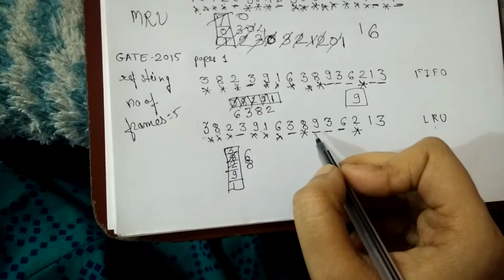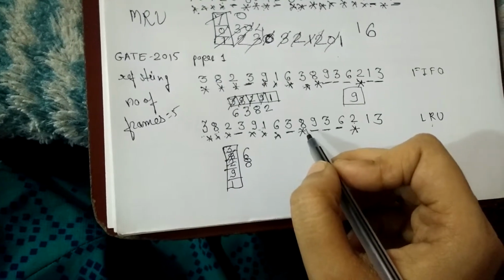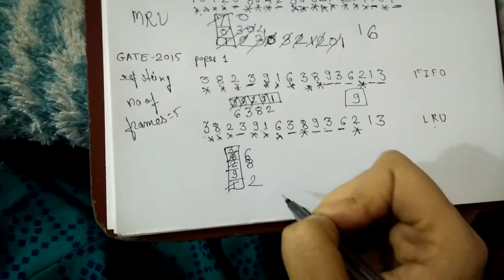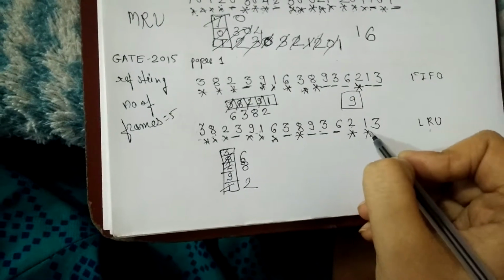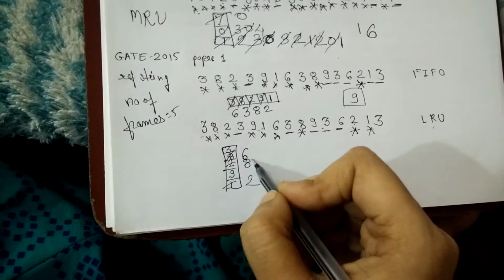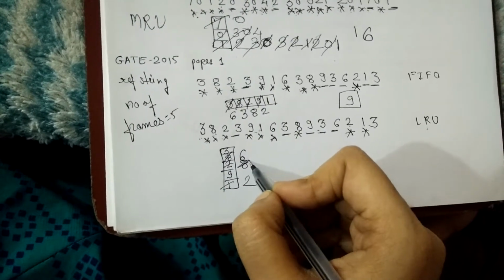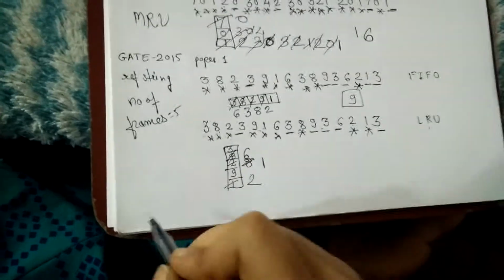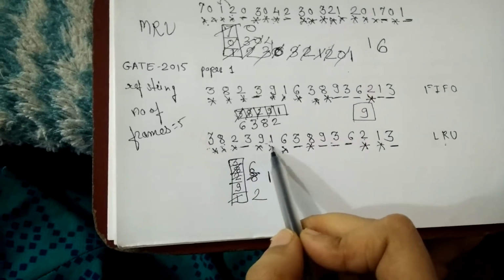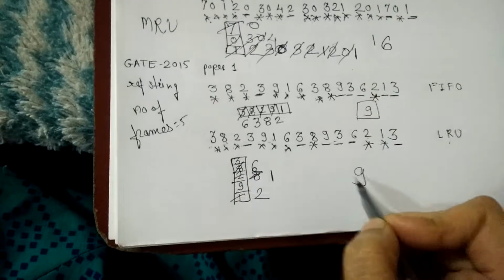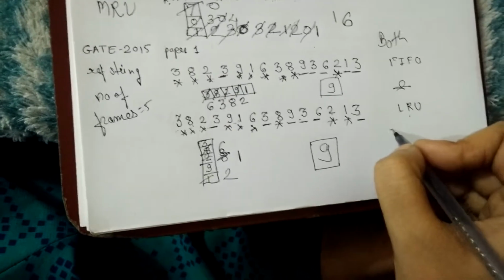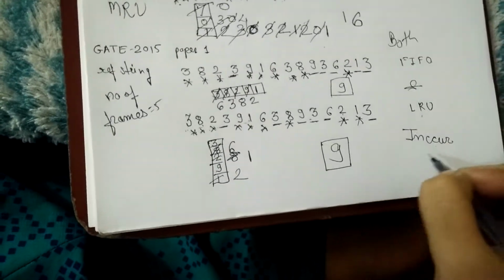For 2 the least recently used is 1, because 9, 8, 6 and 3 are used right now, so 1 will be replaced. For 1 there is a page fault, and 9, 3, 6, 2 are the most recent, so 8 becomes the least recent, so 8 will be replaced. For 3 there will be no page fault. If we count the number of page faults over here, 3, 4, 5, 6, 7, 8, 9. So we can say that both first in first out and least recently used have the same number of page faults.